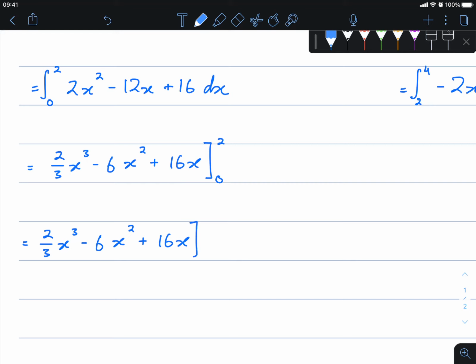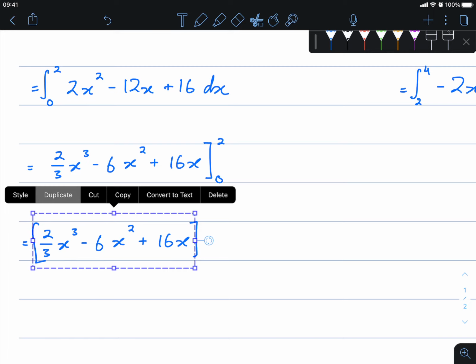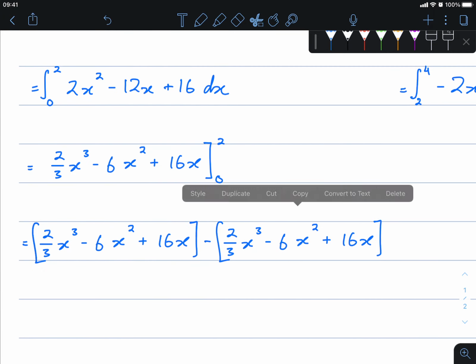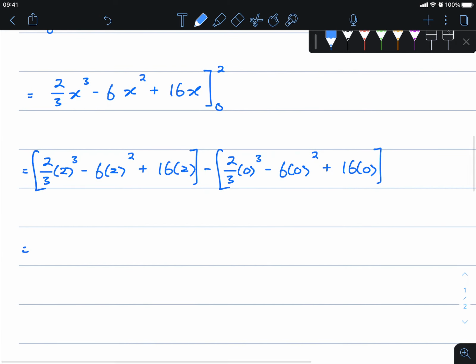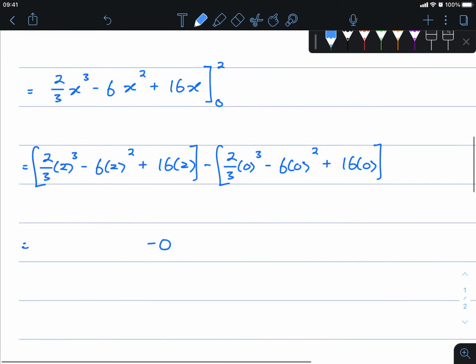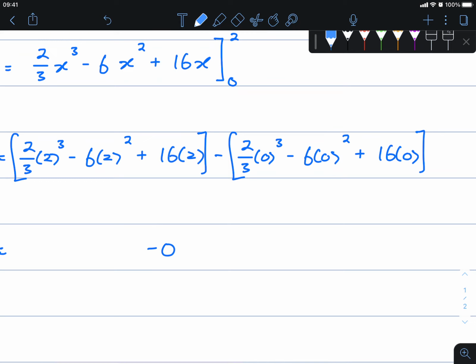And let's do this. Minus this one here. And for this, we're going to be substituting two different values. The first one, we're substituting 2. The next one, we're substituting 0. This one's nice and easy. This is just all going to be 0, so minus 0. This first one's going to take a while to substitute into a calculator.